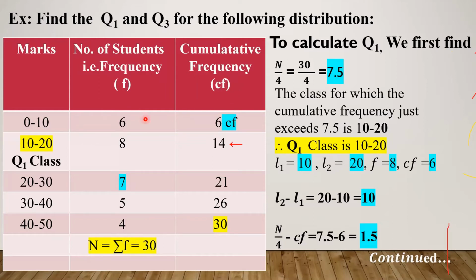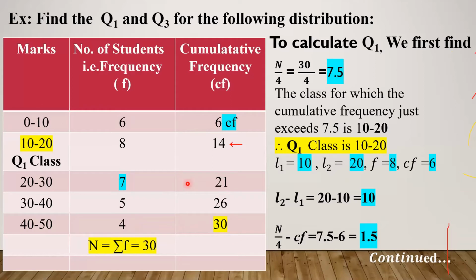Quickly you can write. For the first one, it will be same as 6. Then 6 plus 8 will give me 14. 14 plus 7 give me 21. See how my arrow is moving. 21 plus 5, 26. Then 26 plus 4, then 30. So this way I have calculated the cumulative frequencies.